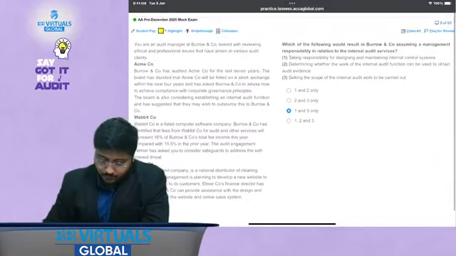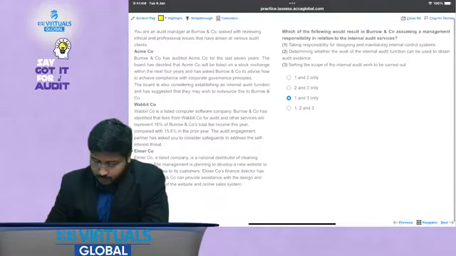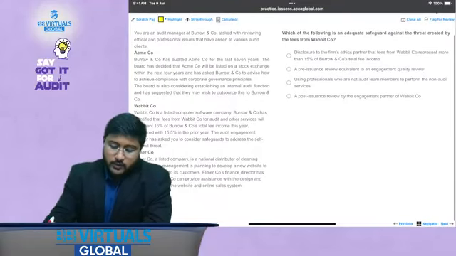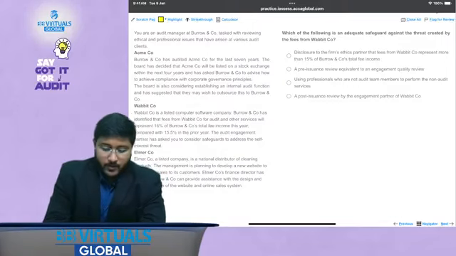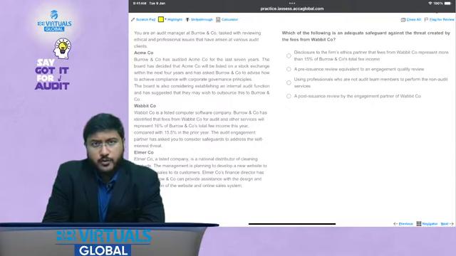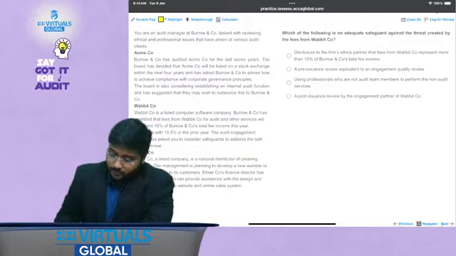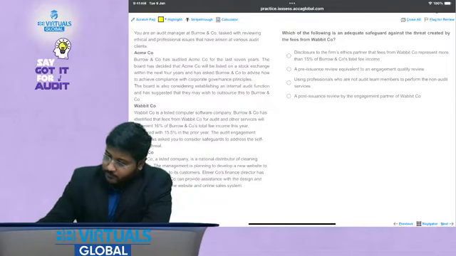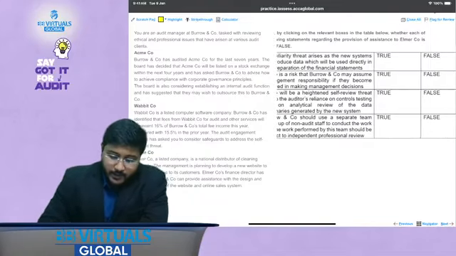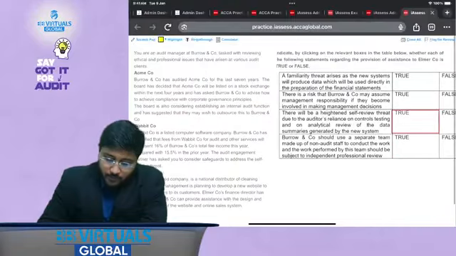Okay, now the next one. Which of the following is an adequate safeguard against the threat created by the fees from Webit company? For this we need to read the question only, because we do not know what the fees from Webit company are, right? So we will skip this.